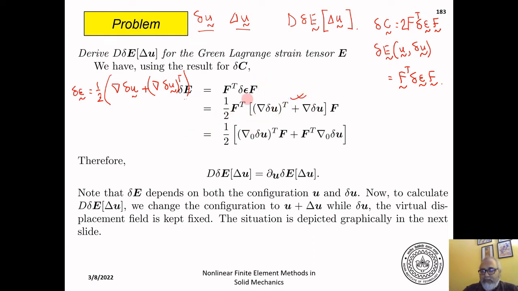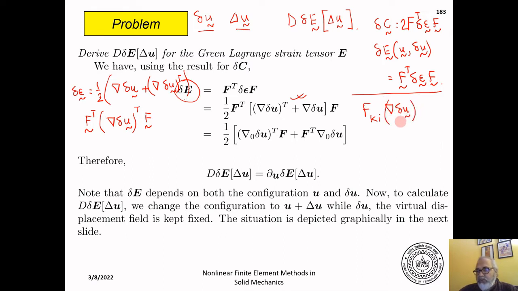Now, this is what I have written here. And let us take a look at the first term. So the first term here is F transpose times the spatial gradient of δu transpose times F. If we write it in indicial notation, let's say we are writing the ijth component of this, then we will write this as F_ki, that is F transpose, and then for the spatial derivative, again transpose, so we'll write it as, let's say, mk and F_mj. This is how we will write it.